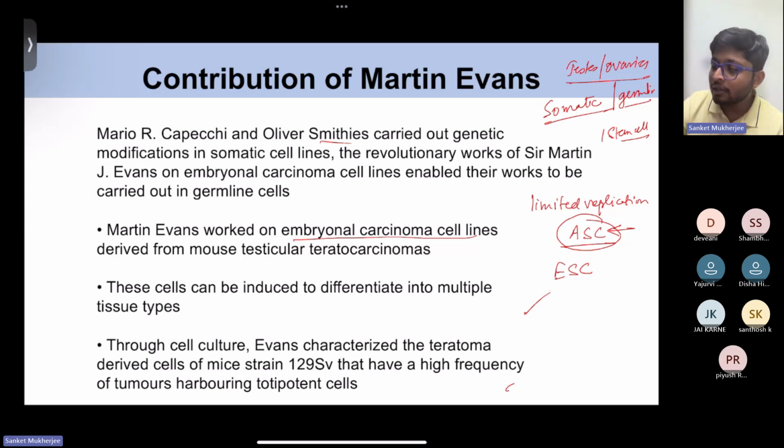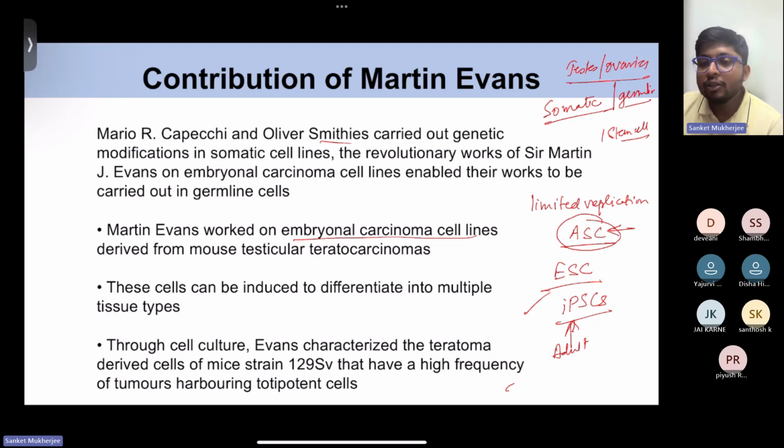That's why there are iPSCs, that is, induced pluripotent stem cells. So essentially, an adult cell can be converted to a pluripotent stem cell through introduction of certain factors. That also, I think, we will touch upon in later lectures a little bit, but that is also one of the methods that can be preferred to introduce any genetic modification in the cells.